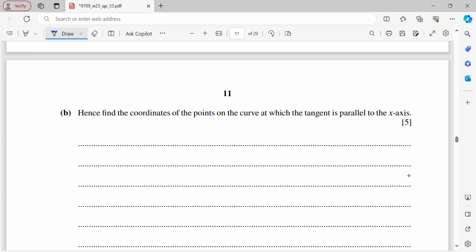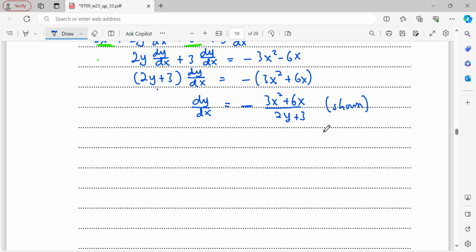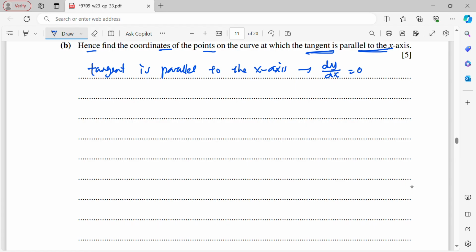Now for question b, hence means use the previous answer. Find the coordinates of the points on the curve at which the tangent is parallel to the x-axis. When the tangent is parallel to the x-axis, that means dy/dx goes to 0. So I will rewrite my dy/dx. Now my dy/dx equals negative of (3x squared plus 6x) over (2y plus 3).